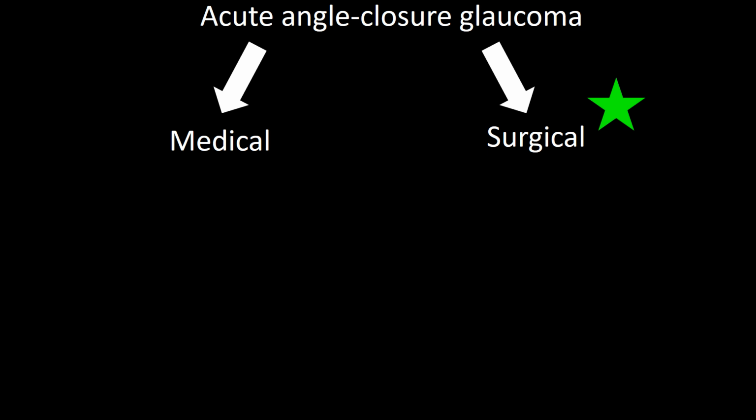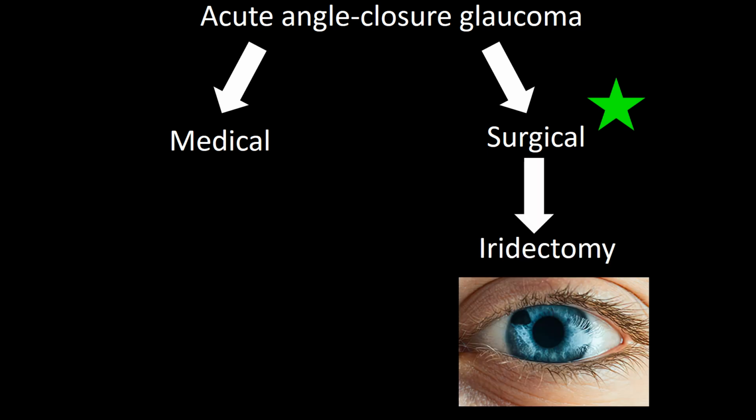Definitive treatment is surgical. It consists of peripheral iridectomy after the acute episode subsides. Peripheral iridectomy can be done using laser or surgical treatments. Laser iridectomy is the treatment of choice. Surgical iridectomy is indicated when laser iridectomy cannot be accomplished or is unsuccessful.